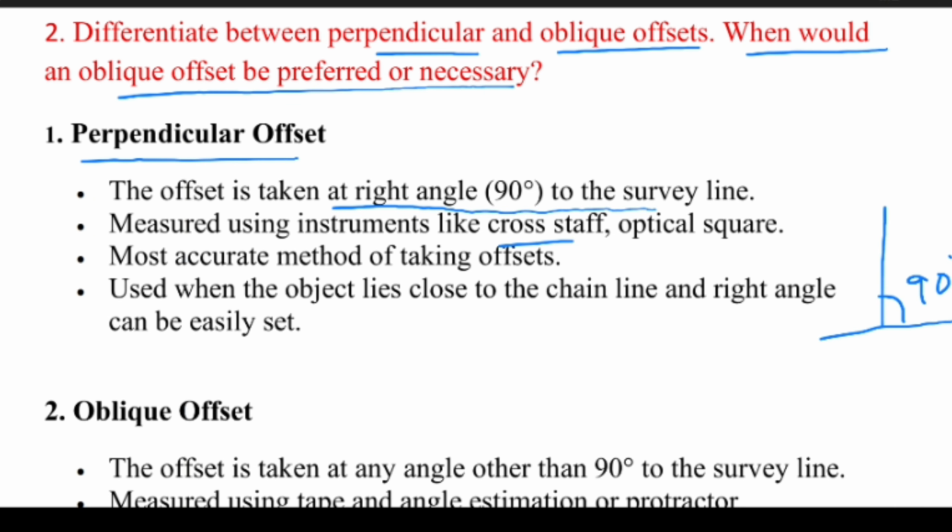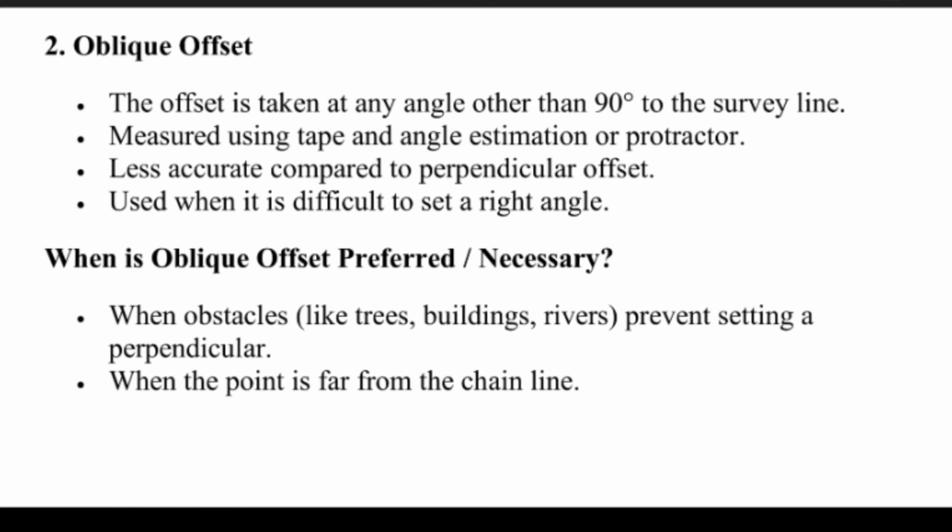You can measure it using a cross staff and optical square, which we use for measuring offsets. It is a more accurate method for taking offsets, a very good method. We can use it for chain lines, and the right angle can be set up easily. Next is the oblique offset, which is any angle other than 90 degrees, more than or less than 90 degrees.